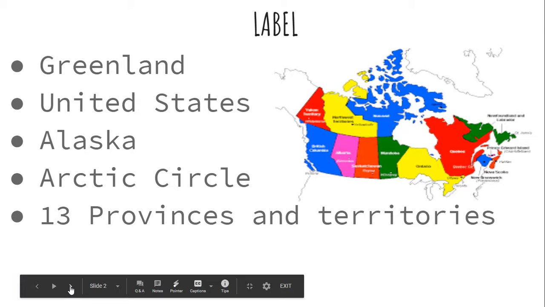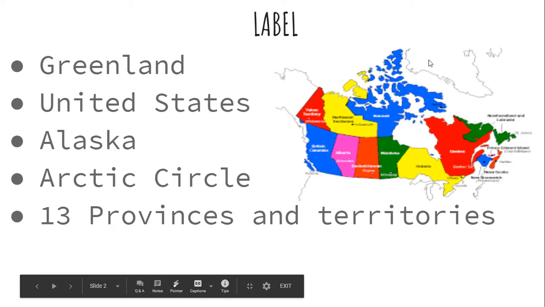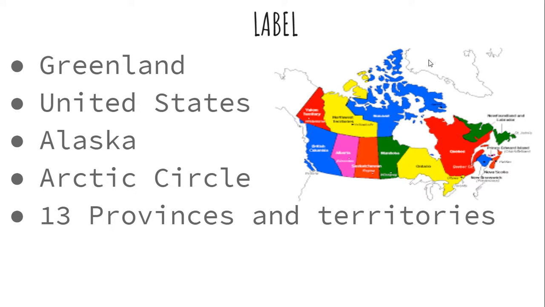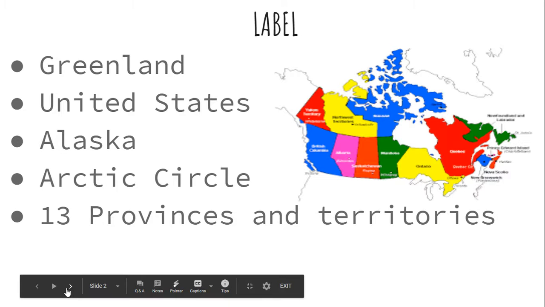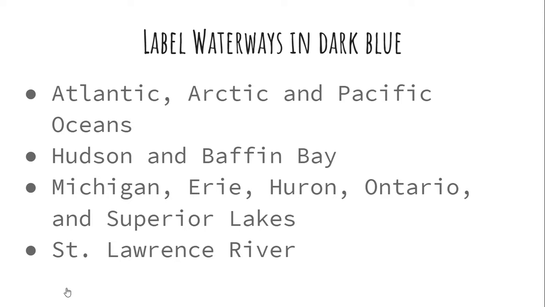All right, so these parts you need to label: Greenland, United States, Alaska, which is part of the United States, the Arctic Circle, and then 13 provinces and territories. The provinces are by the U.S. border, and the territories are further to the north. The waterways that you're going to label in dark blue and shade the interior ones: the Atlantic Ocean, Arctic Ocean, Pacific Ocean, Hudson and Baffin Bay, Michigan, Erie, Huron, Ontario, and Superior Lakes, and then the St. Lawrence River.